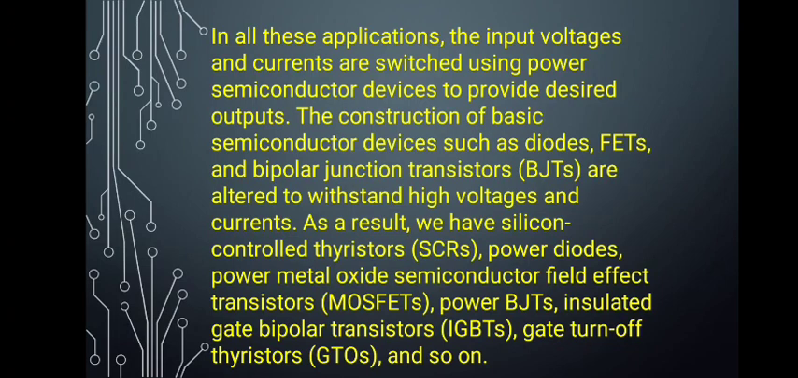The constructions of basic semiconductor devices such as diodes, FETs, and bipolar junction transistors or the BJTs are altered to withstand high voltages and currents. As a result, we have silicon-controlled thyristors or the SCRs, power diodes, power metal oxide semiconductor field effect transistors or the MOSFETs, power BJTs, insulated gate bipolar transistors or IGBTs, gate turn-off thyristors or the GTOs, and so on.